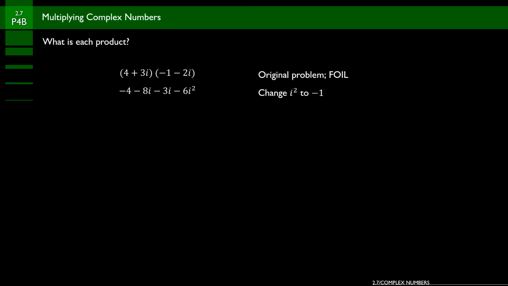So replace that i squared with a negative 1, and then we'll see that we get negative 4 minus 8i minus 3i plus 6. Combine any like terms, so negative 4 plus 6 is 2, and negative 8i minus 3i is negative 11i, so you're left with 2 minus 11i as your solution.